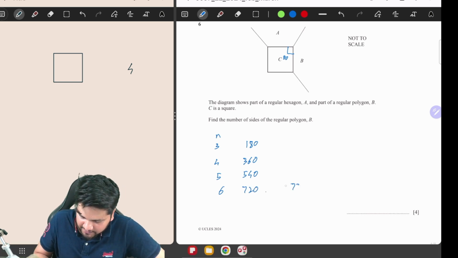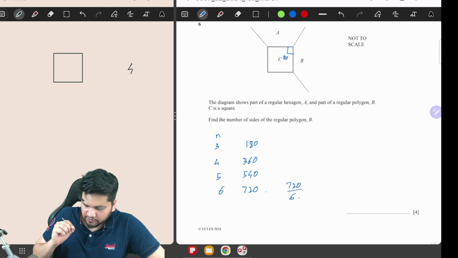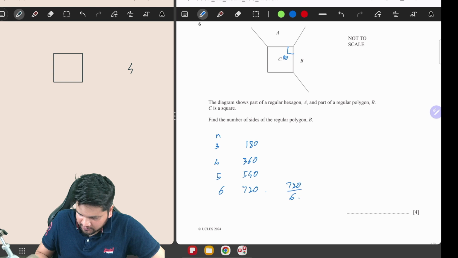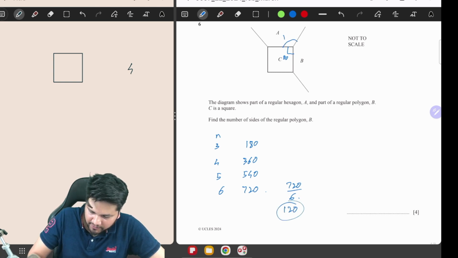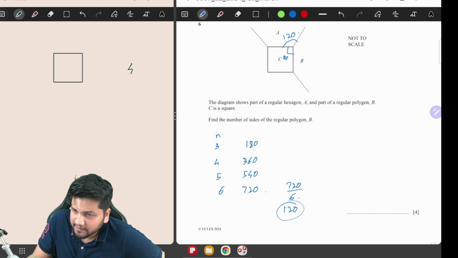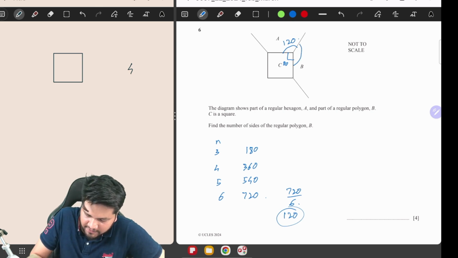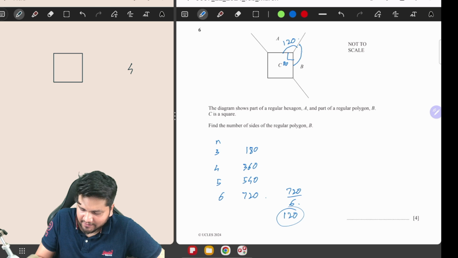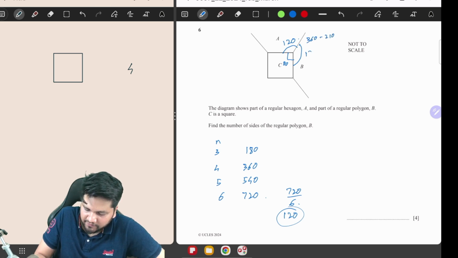Now each internal angle would be what? It's going to be 720 by 6. So this is going to be how much? 120. So I can see this angle is nothing but 120 degrees. The moment I get this angle as 120 degrees, this angle would be 360 minus the sum of those. So 120 plus 90 is 210. So 360 minus 210, that is nothing but 150 degrees.